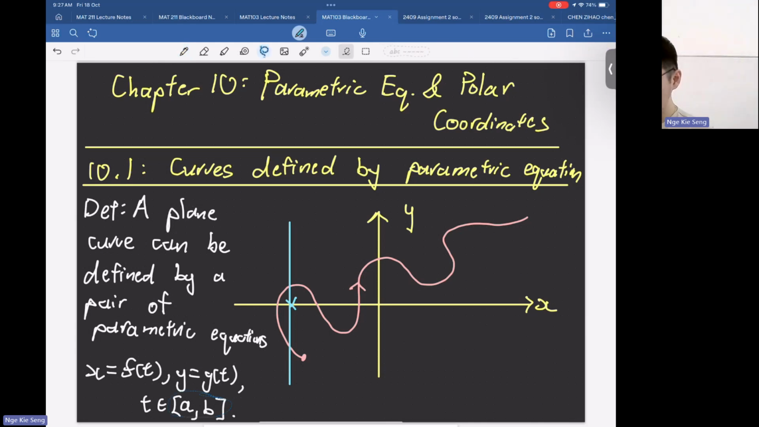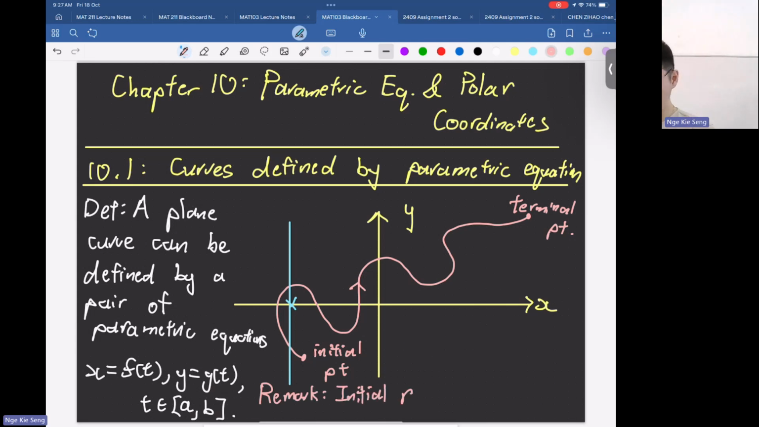Okay, good. So about these, we have fixed. You see, our time has a start and an end, right? What's the starting point here? We call this starting point the initial point, and the ending point we call the terminal point. Initial means start, terminal means the end point, like a bus terminal. So let me remark here. The initial point is when the time starts.